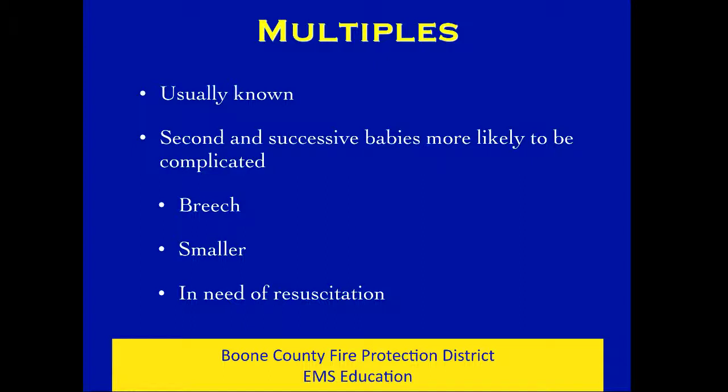Well, the second baby out, or second, third, fourth, fifth, the multiples are more likely to be complicated. That second baby out's more likely to be breech. He's more likely to be smaller. He's more likely to need for you to intervene. He's more likely to be in trouble and need resuscitation.